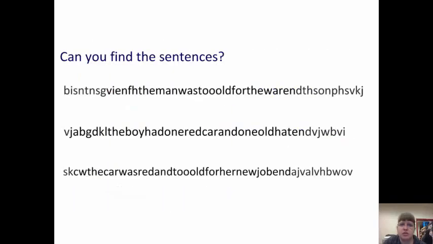All right, so a little challenge for you. Each of these strings of letters has a sentence in it. Can you find the sentence in the string of letters?